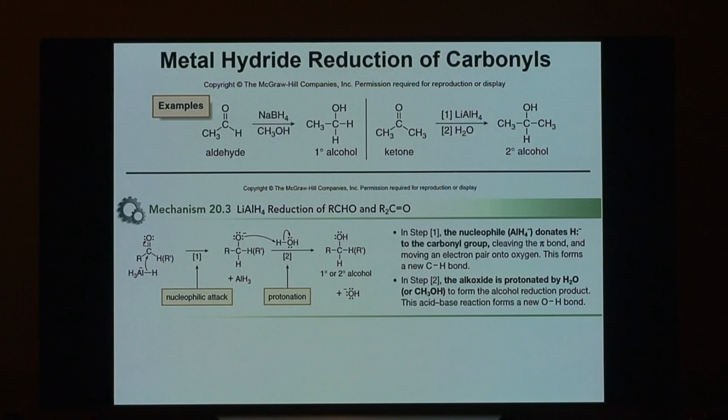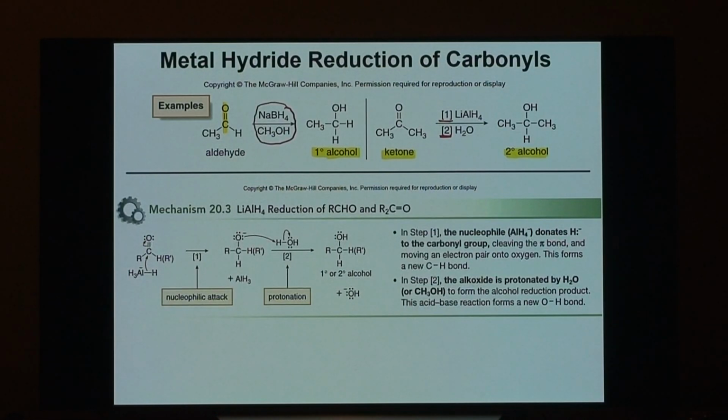You are reducing the carbonyl. See that carbonyl? This is an aldehyde. Aldehydes are always reduced into primary alcohols. Ketones are reduced into a secondary alcohol. The reducing agent can be either sodium borohydride or lithium aluminum hydride. Now lithium aluminum hydride is 2 steps, as you can see. The sodium borohydride is 1 step.